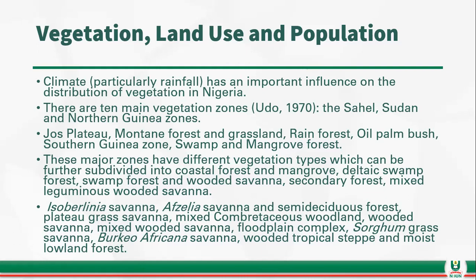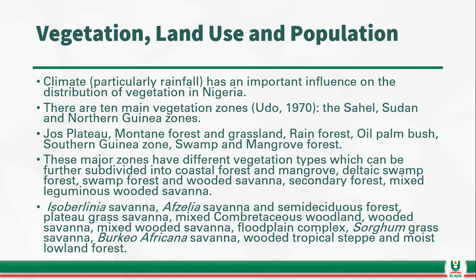And most of those areas are the arid regions. They are the desert regions of this country. So the most extreme desert region of Nigeria is the Sahel region. And also after the Sahel, we now have close to that, which is the Sudan region, and also the Northern Guinea zones. So it's just a little separation from the Sahel, then you get to the Sudan and the Northern Guinea zones. Well, after that, you now get to the Jos Plateau and the mountain forest and the grassland.